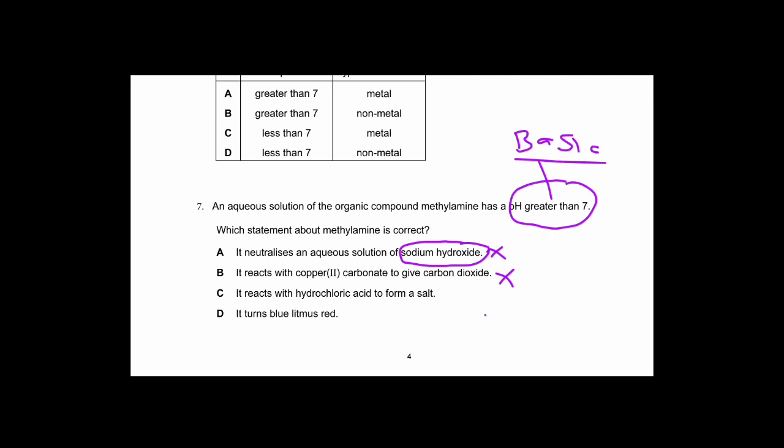Okay. D is completely wrong. A basic oxide is able to turn a red litmus paper to blue, not what has been presented in option D. So here the answer is C. Why C? Since this substance is basic and this substance is acidic, these two substances have the ability to react together to form a salt. That's a very correct answer.